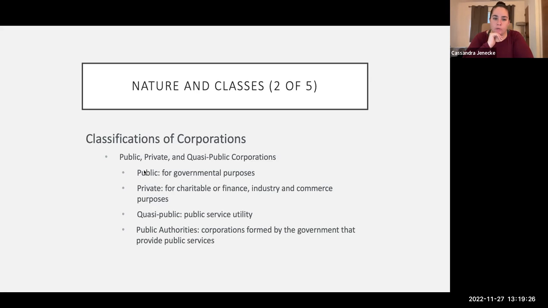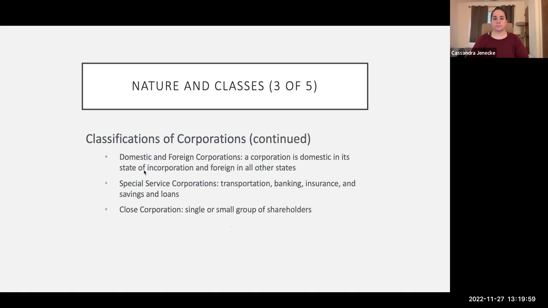But some important distinctions. Public corporations exist for governmental purposes. Private corporations are either for charitable purposes or in finance, industry, or commerce purposes. Those private corporations are the ones that we think about being publicly traded on our stock markets. Then you have quasi-public corporations that provide public service utilities, and public authorities, which are corporations formed by the government to provide public services.